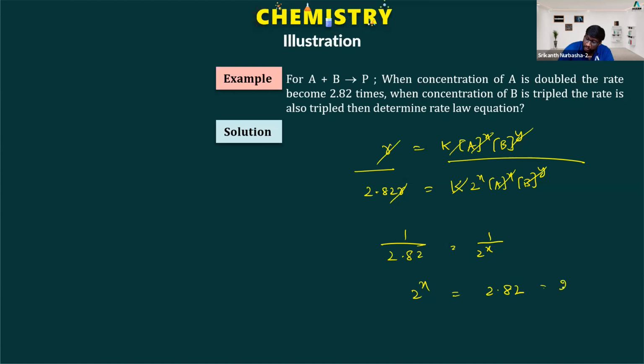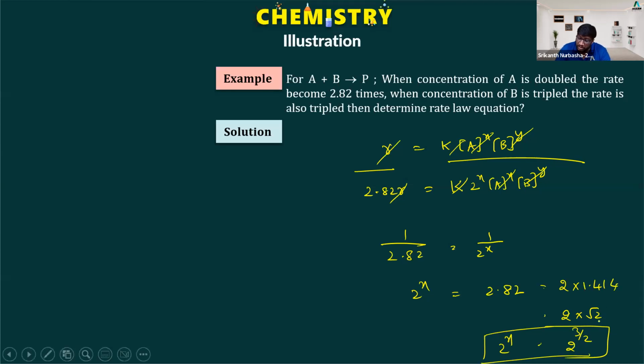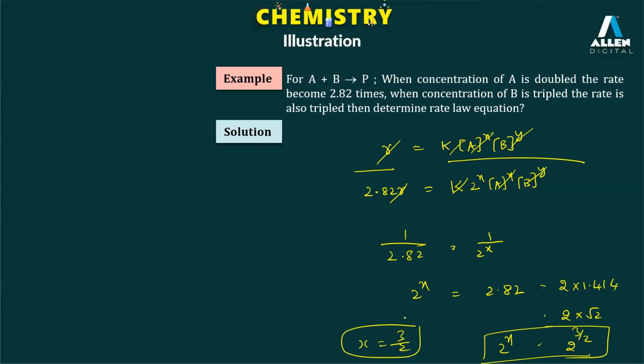2.82 is 2 into 1.414. That is 2 into root 2. That is 2 power 3 by 2. So 2 power X is equal to 2 power 1 into 2 power 1 by 2, which is 2 power 3 by 2. So what is X? X is 3 by 2.